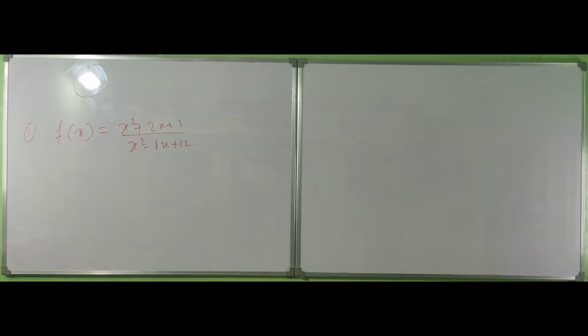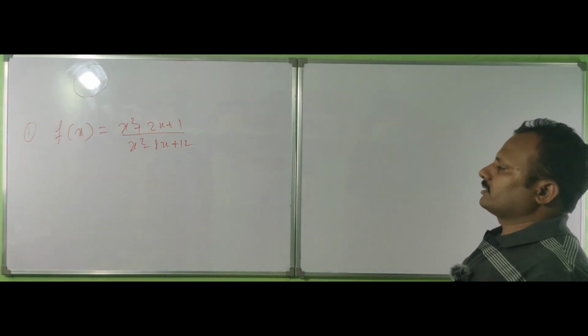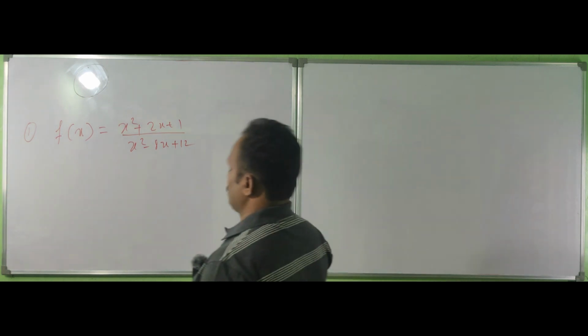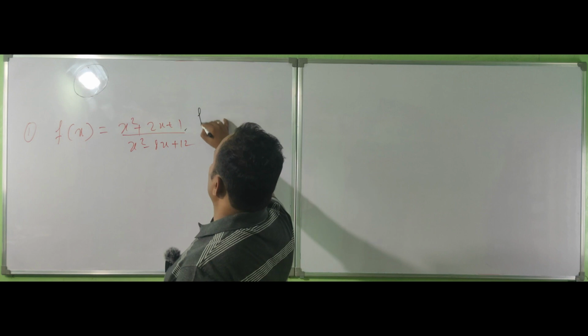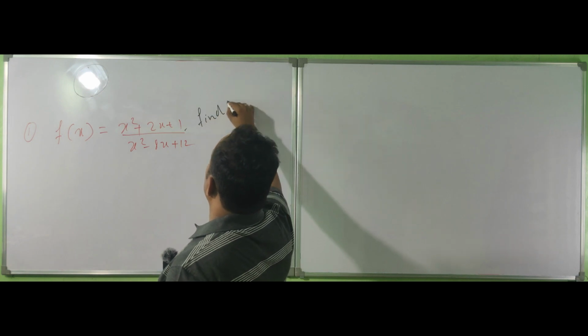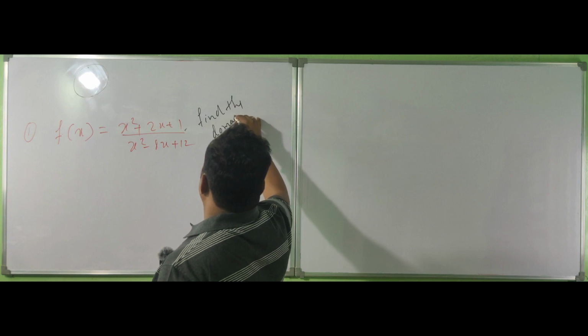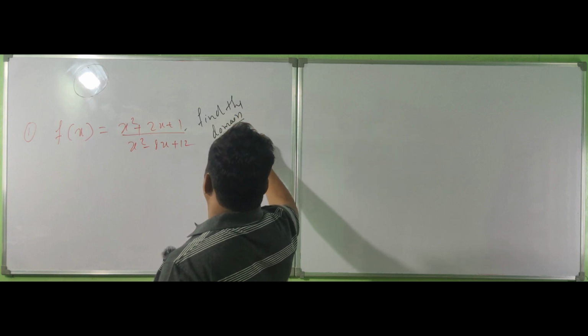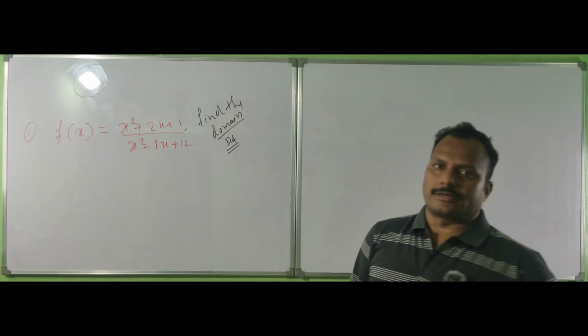This is the question. If f of x is equal to x square plus 2x plus 1, divided by x square minus 8x plus 12, they ask you to find the domain only. Find the domain, D of f. Simple solution.